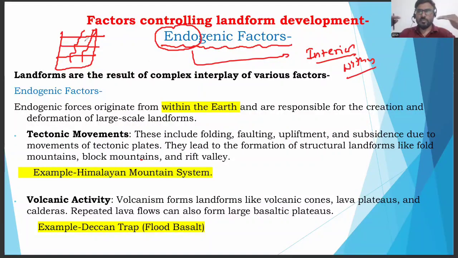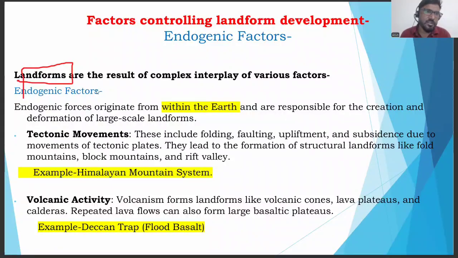When there is a convergence of two plates, one plate gets subducted, and because of subduction there is a formation of what? Fold mountain systems. Whereas when there is a divergence of two lithospheric plates, the interior magma or convectional current comes outside and spreads on the surface, or it leads to the formation of various landforms. For example, the Mid-Atlantic Ridge is a very famous example of divergent plate boundaries, right? So in the category of endogenetic forces, we can see that landforms are the result of a complex interplay of various factors.